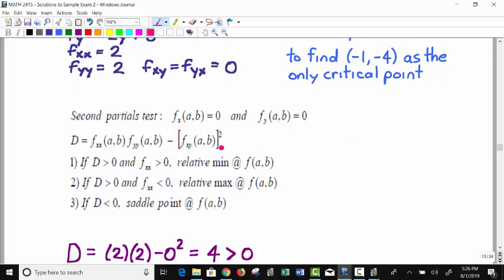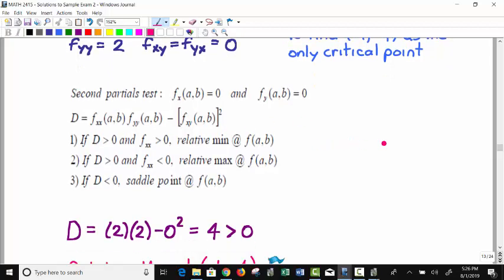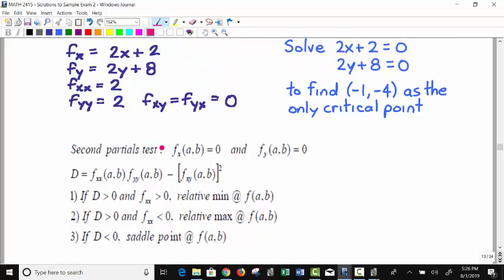All right, there's the second partials test. These second partials don't even have variables in them. A lot of times they'll have variables, so you would actually plug the x and the y into them, but there are no variables here. This one's pretty trivial, but it's okay.